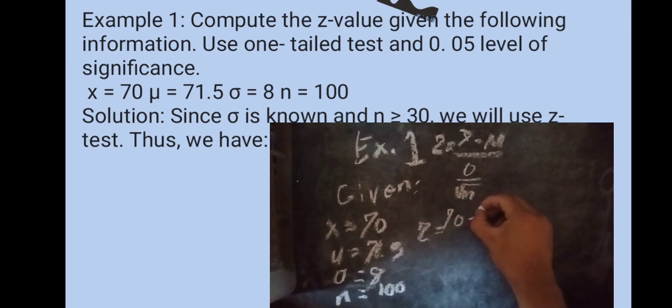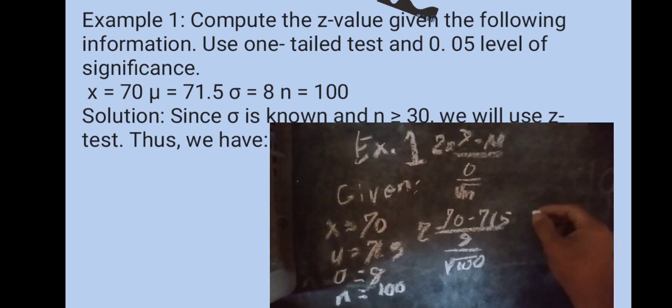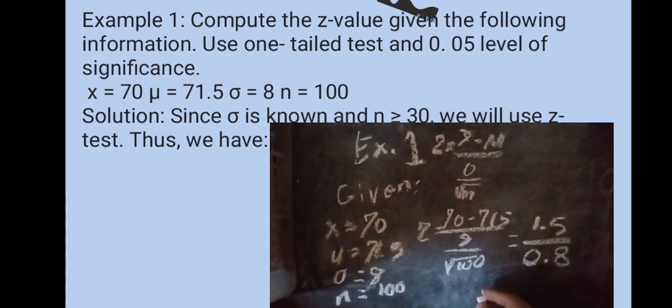Substitute: 70 minus 71.5 is negative 1.5, over 8 over square root of 100, which is 0.8, and the z-value is 1.875.